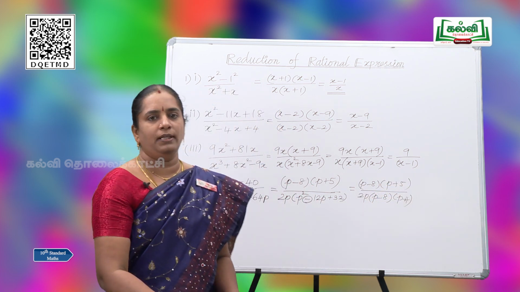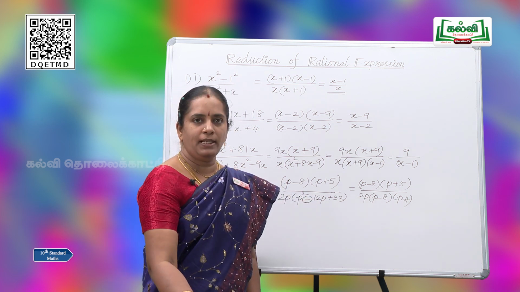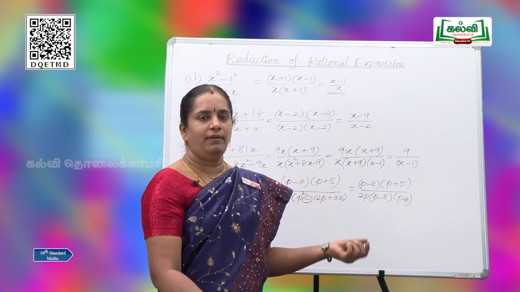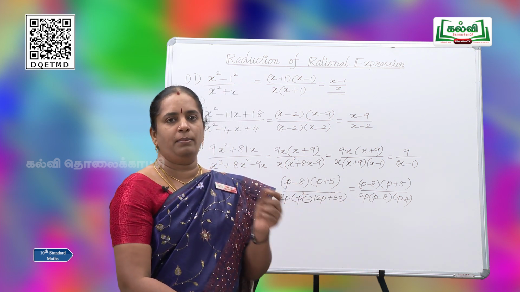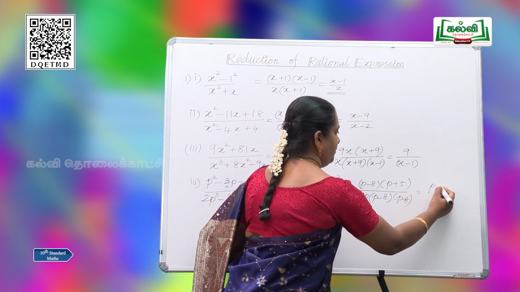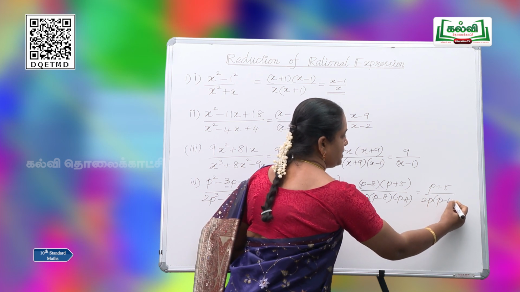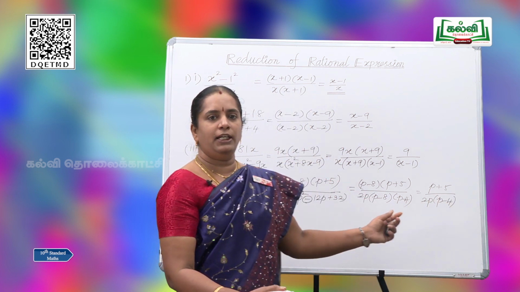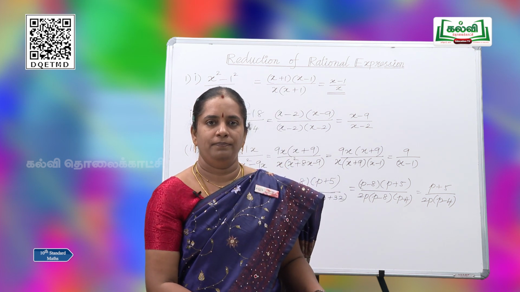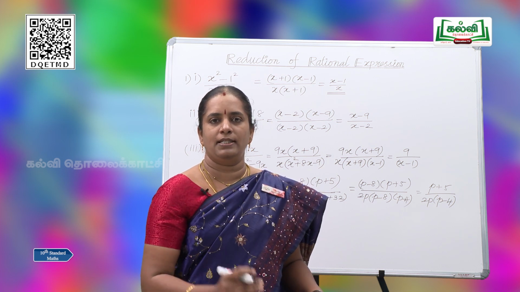So, what are common in both the numerator and the denominator? Yes, p minus 8 is common. So, striking out, that is cancelling or dividing both numerator and the denominator by p minus 8, we get p plus 5 by 2p into p minus 4. So, this is our reduced form. Can you make out, children? Can you follow me? If you are very much thorough with the factorization, you can do all these sums with very great comfort.